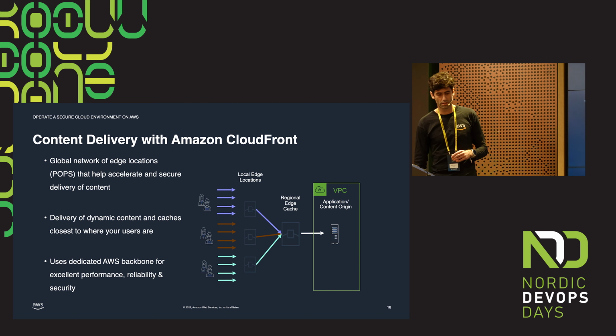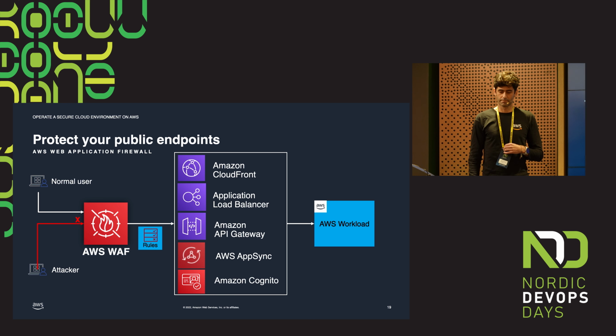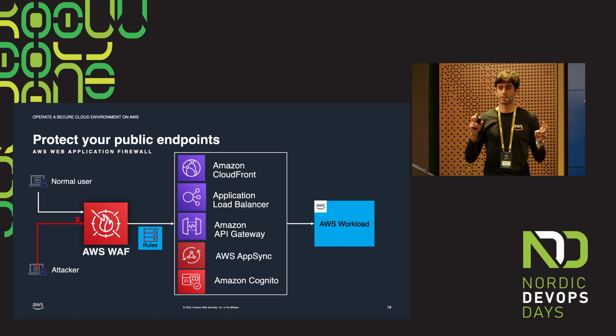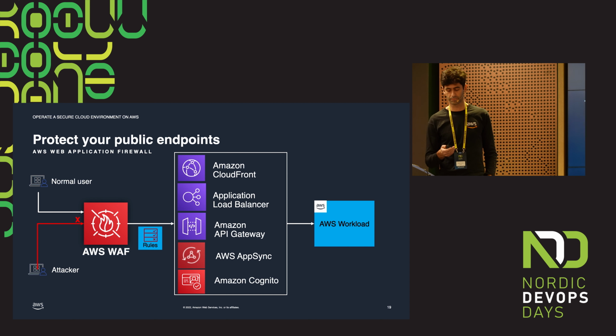But before that, we're going to continue on application protection, so the workloads you deploy. Web Application Firewall will help you set rules to protect your public endpoints in any of these services. They can be CloudFront, or directly on your VPC in an application load balancer, API Gateway, AppSync, which is a GraphQL API. Cognito offers a hosted UI for the users of your app to authenticate. All these endpoints are protected by WAF.